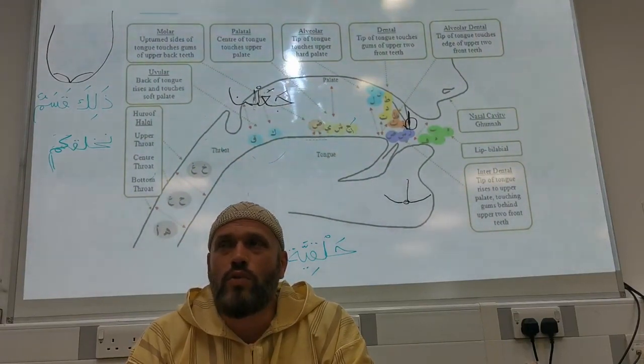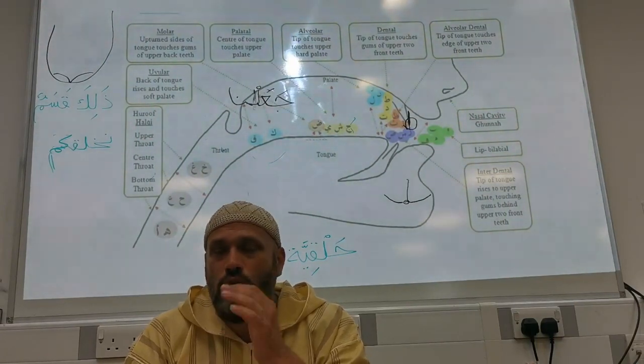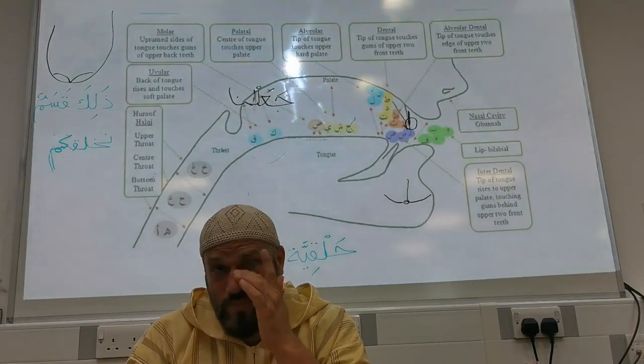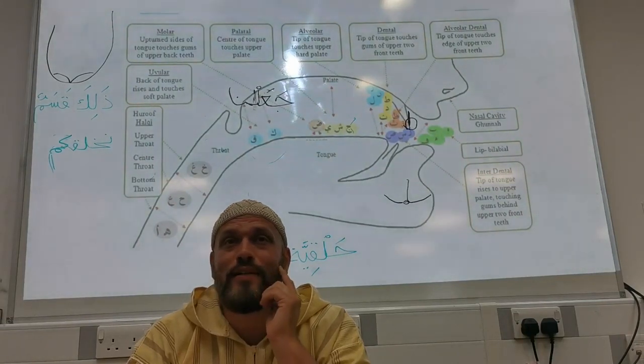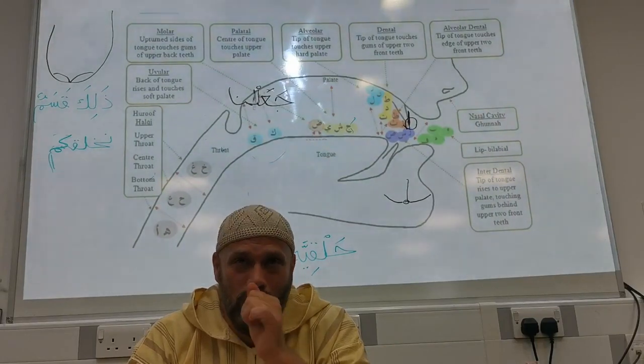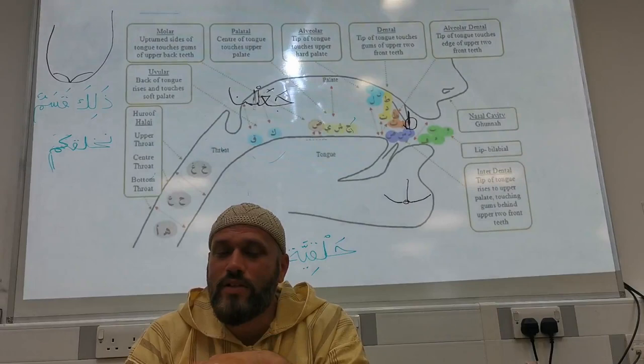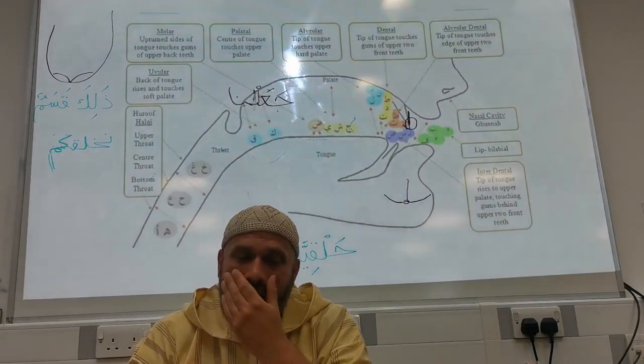قُلْ أَعُوذُ بِرَبِّ النَّاسِ. Okay, so you have to try that one. قُلْ أَعُوذُ بِرَبِّ النَّاسِ. Tip of your tongue behind the two teeth. Okay, so alhamdulillah, that's okay. As I said, it's okay.